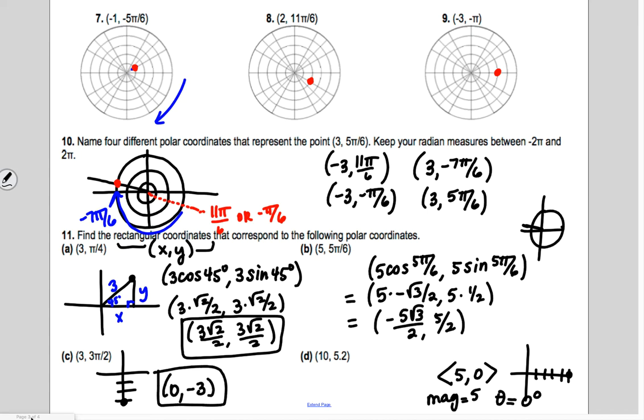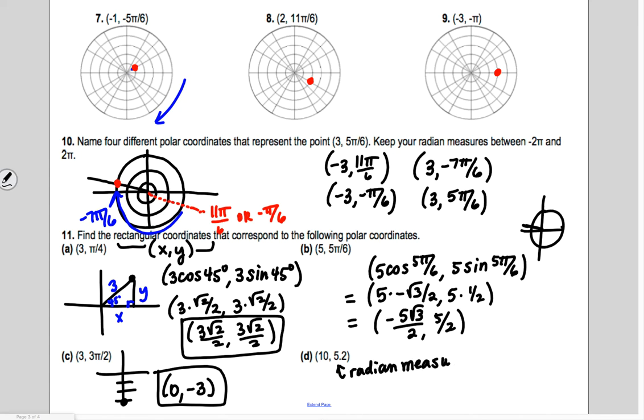But this next one is pretty hard, right? So we have 10 comma 5.2, and the question is, well, what's 5.2? All right, that's a radian measure. I know it looks like it's already in rectangular form, but it's not. That is some kind of radian measure, because I told you it was in polar form. Okay, and it's not quite at 2 pi. 2 pi would be like 6.28, right?